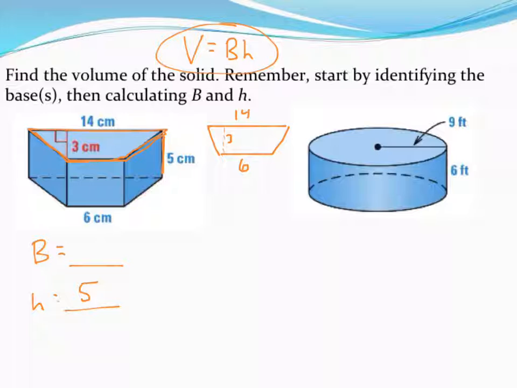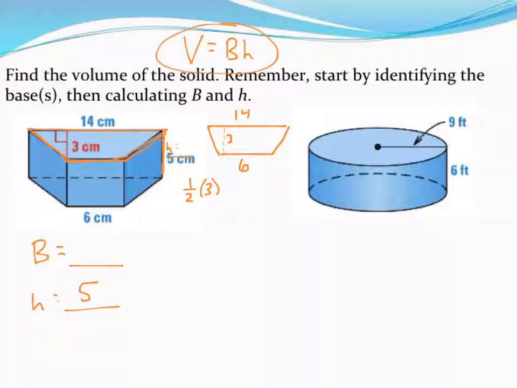So to find the area of a trapezoid, it's 1/2 times the height. And in this case, it means the height of the trapezoid. That's 3. The 5 was the height of the prism. So in fact, you may want to cross out that 5 in the diagram. Just once you identify that, you're not going to use that number again. So anyways, back to the trapezoid.